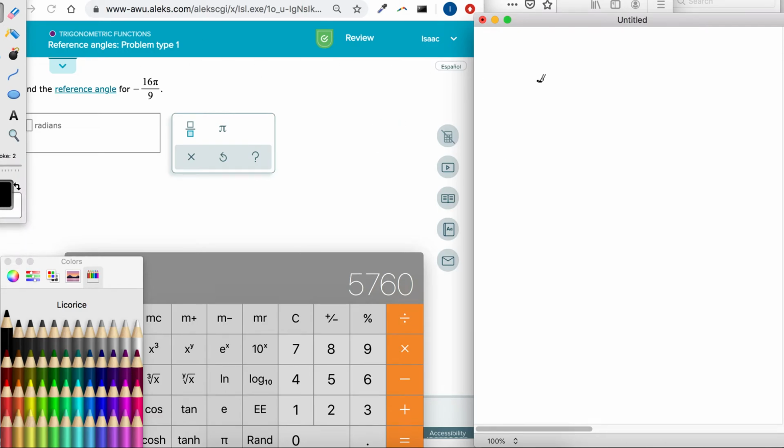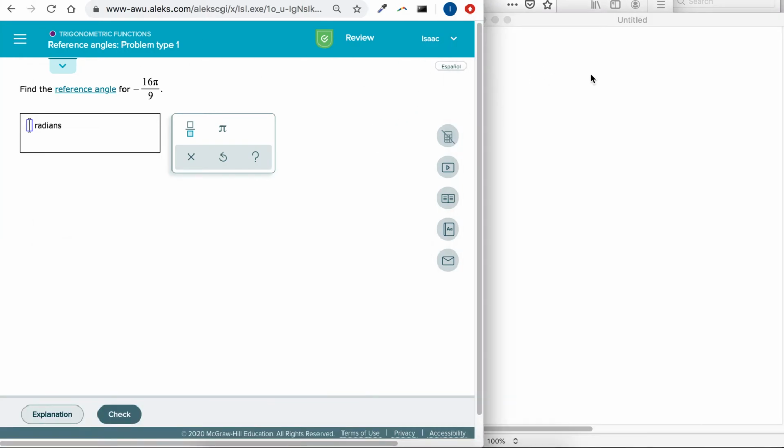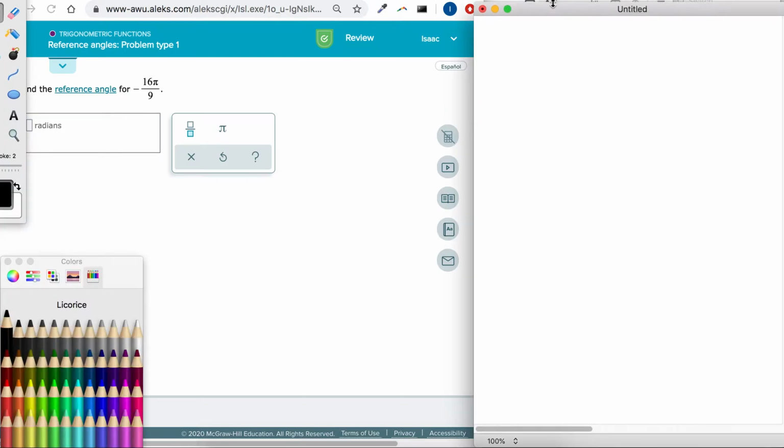Okay, so reference angles. I started with the radians one, which is a little bit tougher, but we can handle it here. Reference angles are the angles you use to help you evaluate a trig function. So for instance, if you have theta equals, let's do 110 degrees, okay?